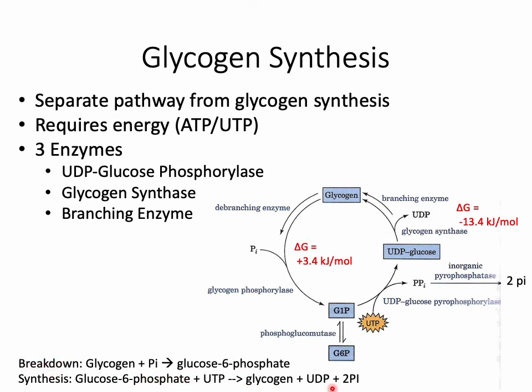Shown here is the net reaction for both the synthesis and breakdown of glycogen. As a reminder, glycogen breakdown requires a free phosphate but does not actually require any input of energy, whereas the synthesis of glycogen does require the input of energy via UTP. So we'll go through the various steps.